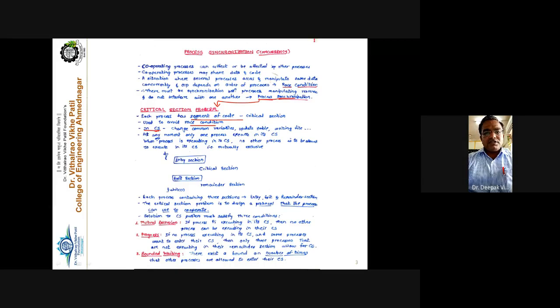In critical section, each process can change the common variable, update the table, and write into the file. See carefully, in critical section, each process can change the common variable and not the private variable. Common tables as well as common files it can change, meaning it is the common area. So at any moment, only one process executes in critical section. When one process is executing in critical section, no other process is to be allowed to execute in the critical section. That is mutual exclusion.